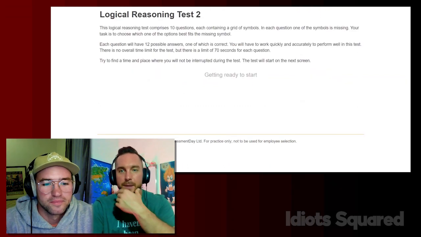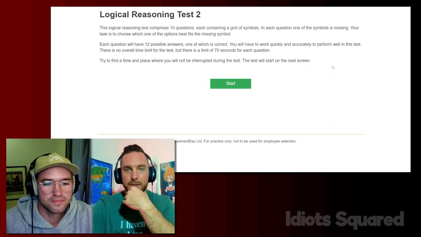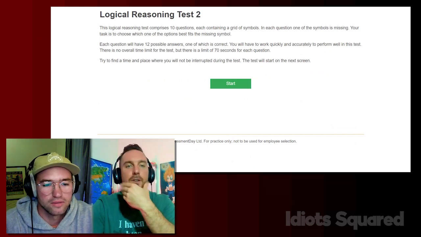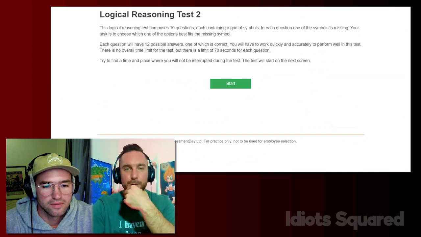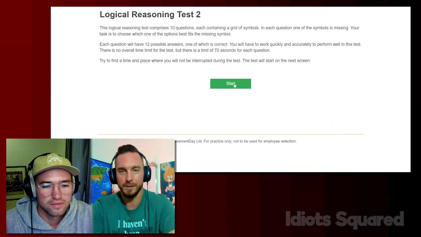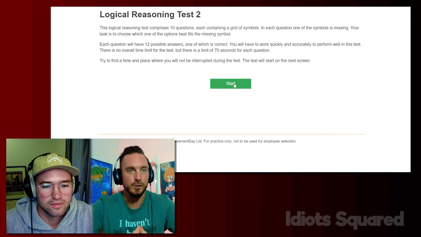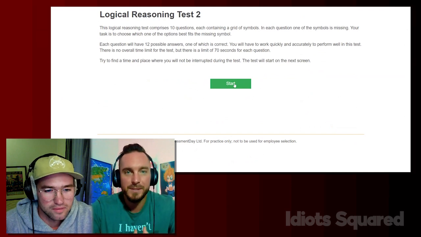All right. So are you ready? We have 70 seconds to answer each question. Each question will have 12 possible answers. There's 10 questions, and we will have 70 seconds to answer each one. All right. So let's do this together. Here we go. Choose which one of the options best fits the missing symbol.